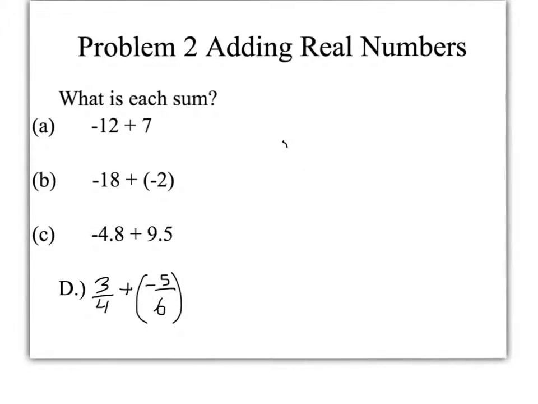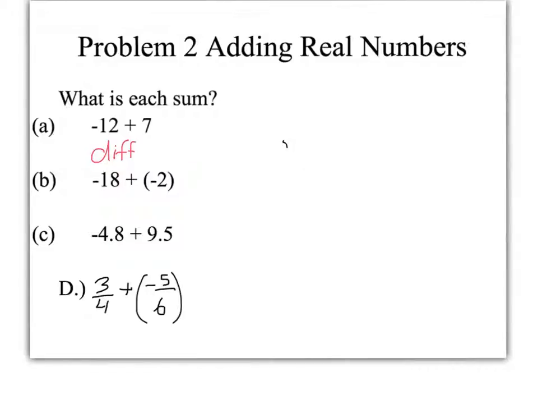Okay, problem 2. So, let's try these. The first thing you want to do is decide, are they the same or are they different? So, for part A, we have -12 plus 7. Those are not the same. Those are different because you have a negative and a positive. So if they're different, that means you're going to subtract.